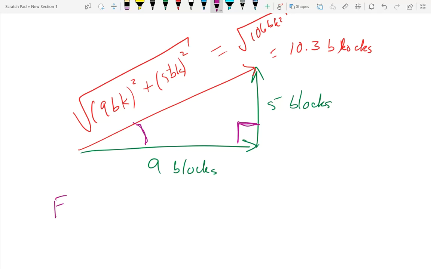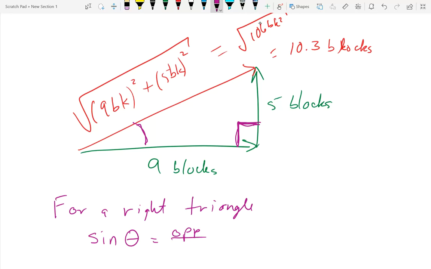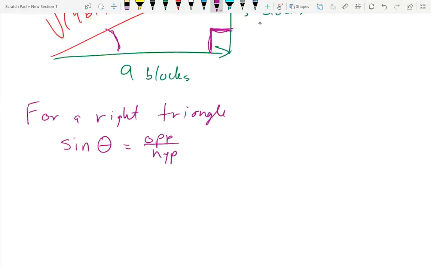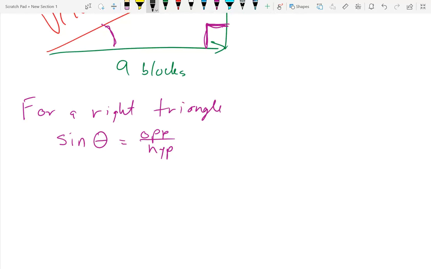For a right triangle, a right triangle means a triangle that has a right angle in it. We have sine of some angle. By tradition, we use the Greek letter theta, that's th in the Greek language, is equal to the opposite side over the hypotenuse. Well, that requires some new language. So let me draw a right triangle and define what those are.